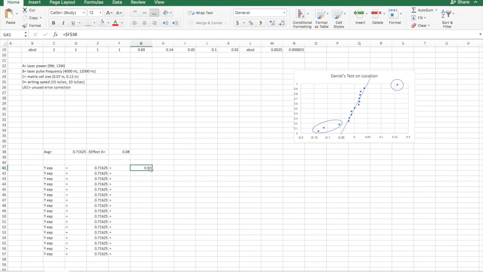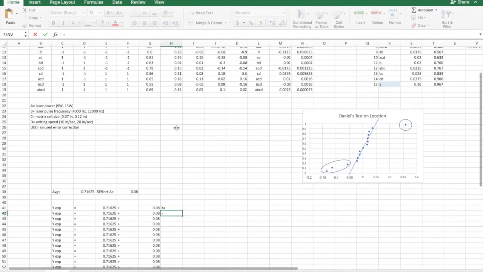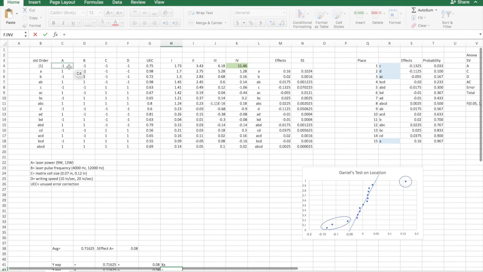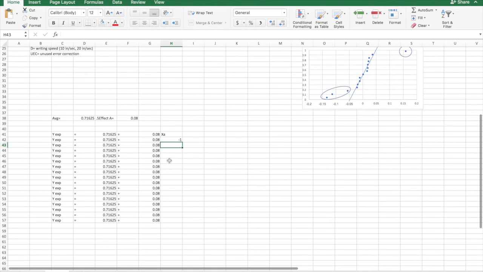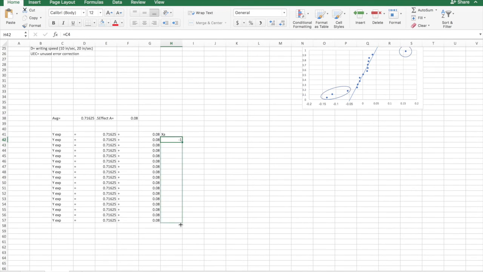We dragged it. And we write the variable xa. And in here, it's going to be the signs of the A factor. So we select the signs and we drag. Then plus sign. So we're going to do this for every significant factor.